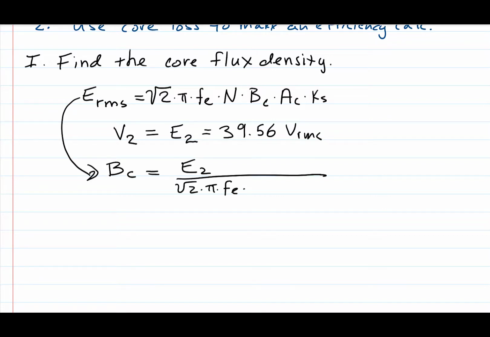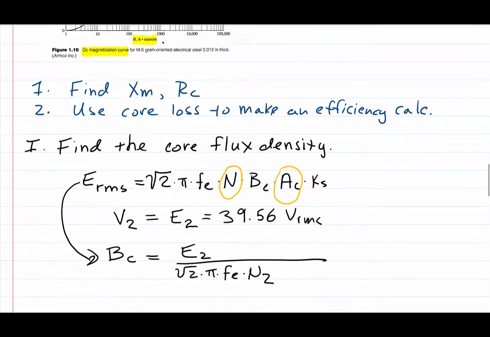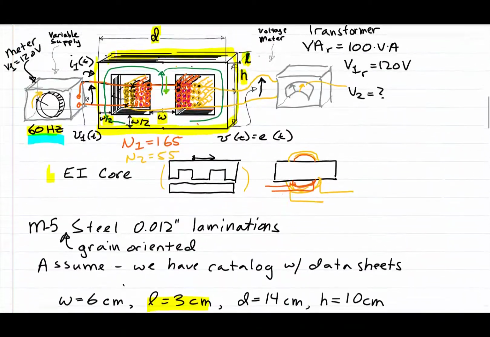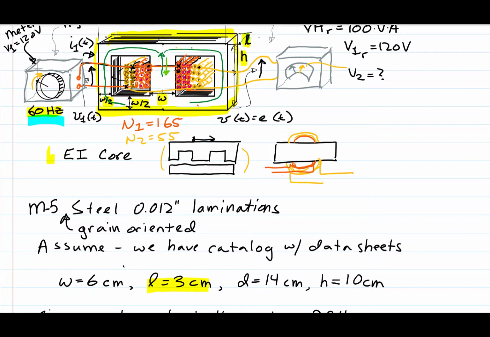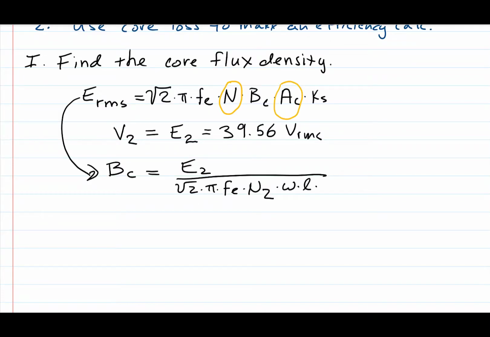Now the turns here that we're using, since we're making this measurement on the secondary side, need to be the secondary turns. We also don't directly have the core area, but we can find the core area. The core area would be this W here times this L, W times L, and then we have the stacking factor.